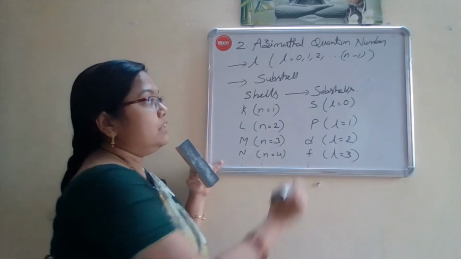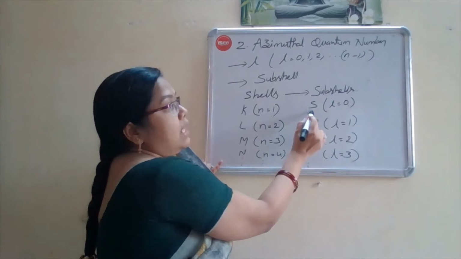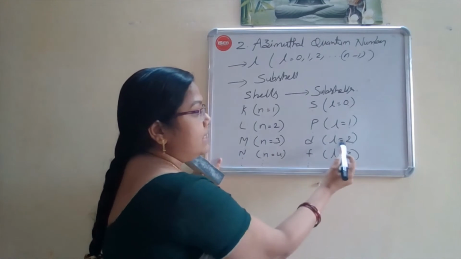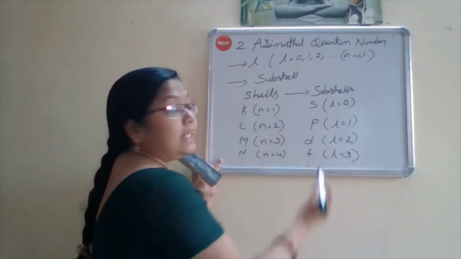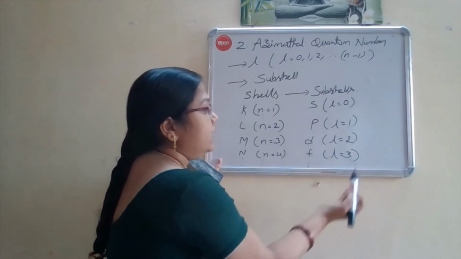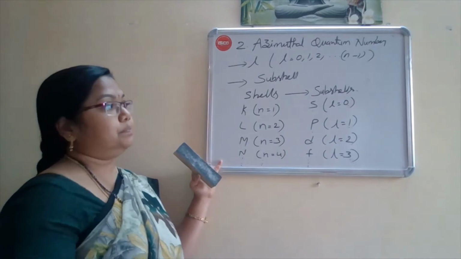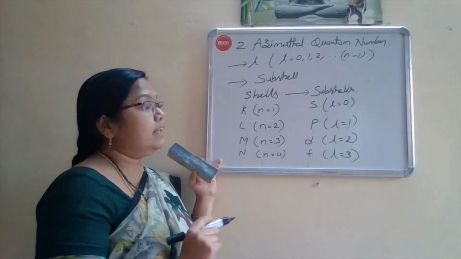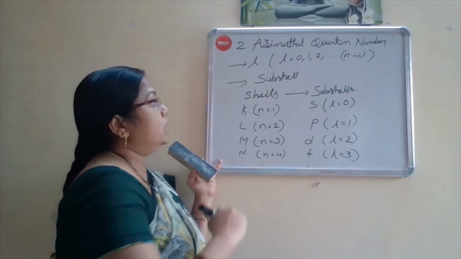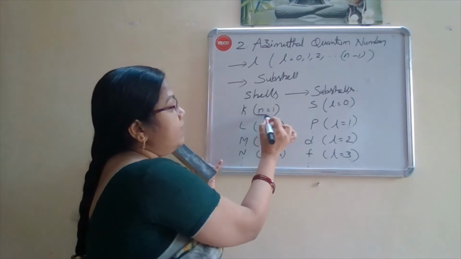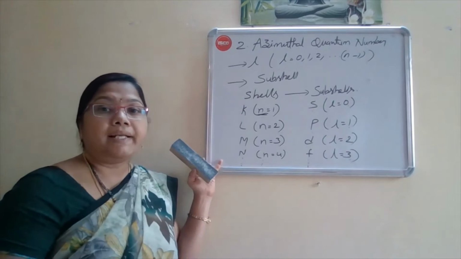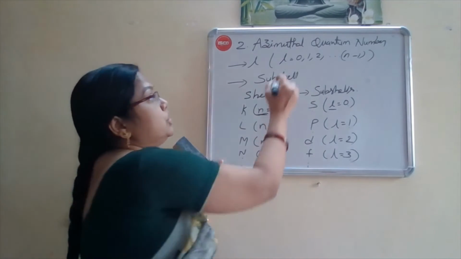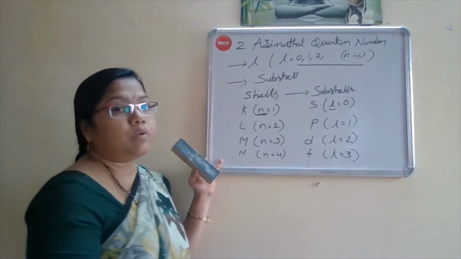From this, if l equals 0, it is called s subshell. If l equals 1, it is called p subshell. If l equals 2, it is called d subshell. If l equals 3, it is called f subshell. Here we note two points. Each value of n has multiple values of l ranging from 0 to n minus 1.